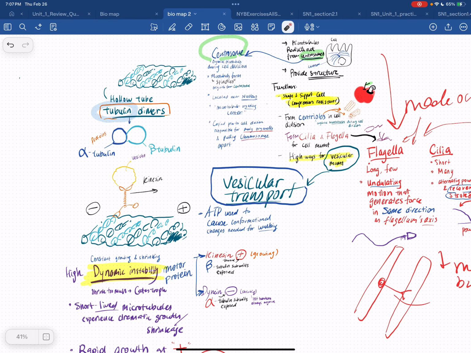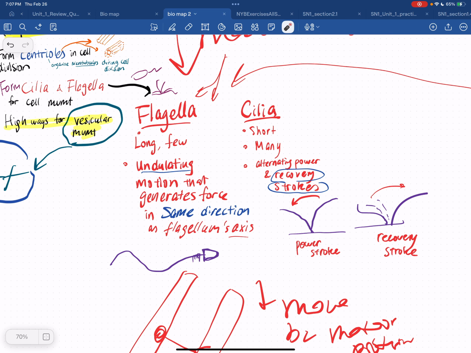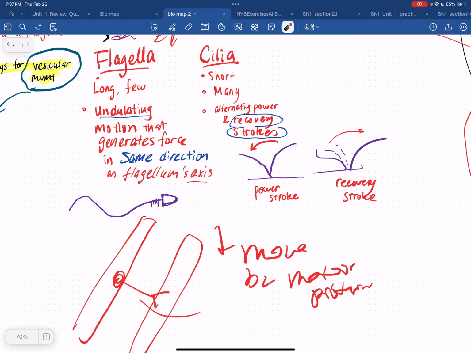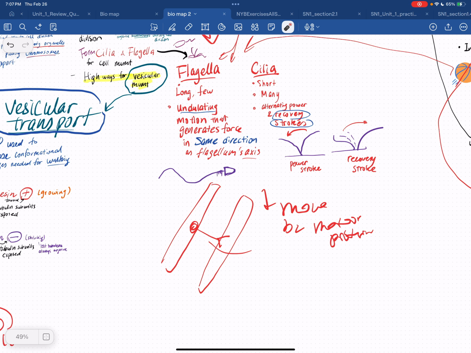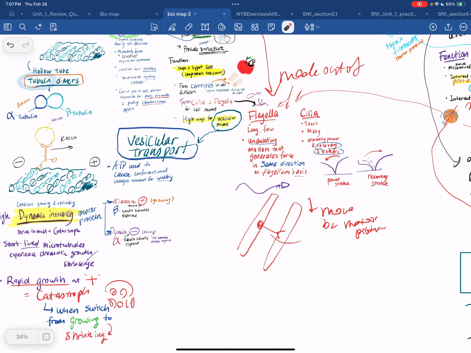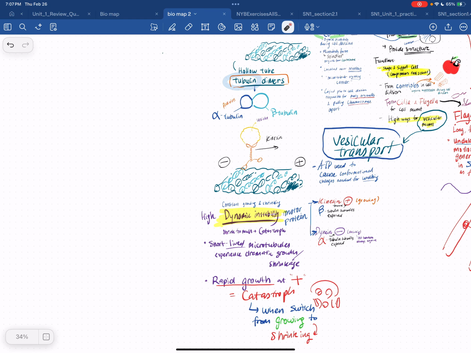Flagella are long and few, with an undulating motion in the same direction, like in spermatozoa. Cilia are very short, and there are many, with alternating power strokes: recovery stroke and power stroke. Power stroke is going that way, recovery stroke going that way. It's any way to move stuff, to make the cell move or individuals move.